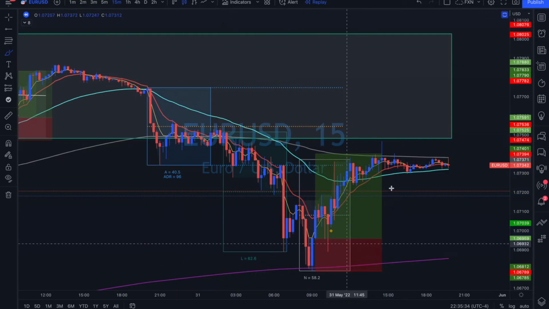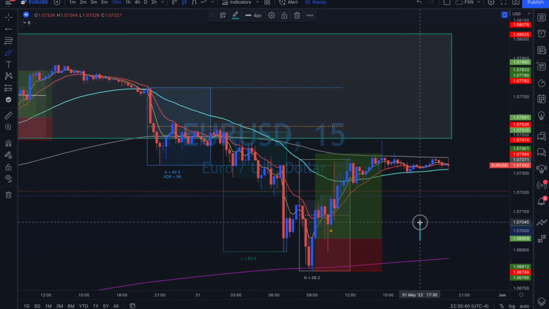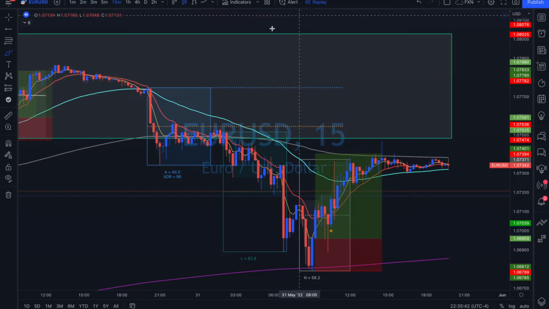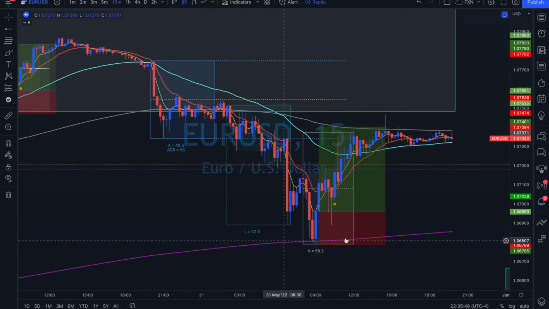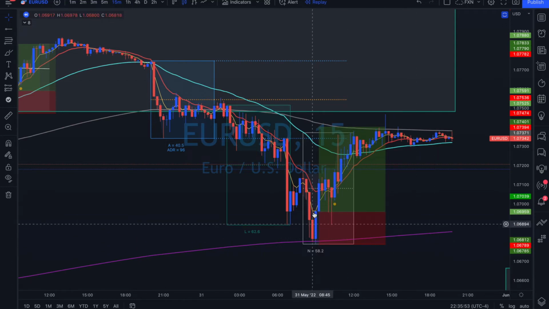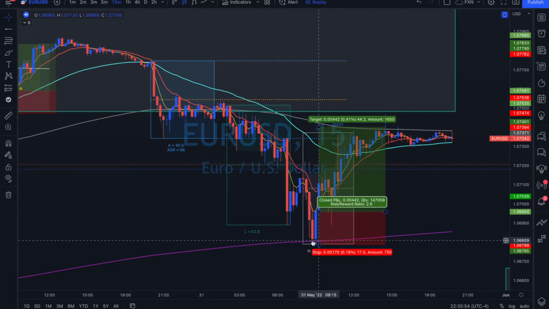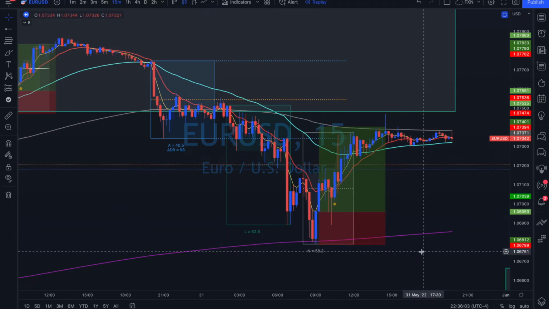Now that you see the pattern, look at the second leg. What is the second leg doing? It's pinning to the 800 EMA. This purple line here is the 800 EMA. Okay? Now, not only is it pinning to the 800 EMA, the second leg also gives us a railroad track pattern, which is basically your entry right there.